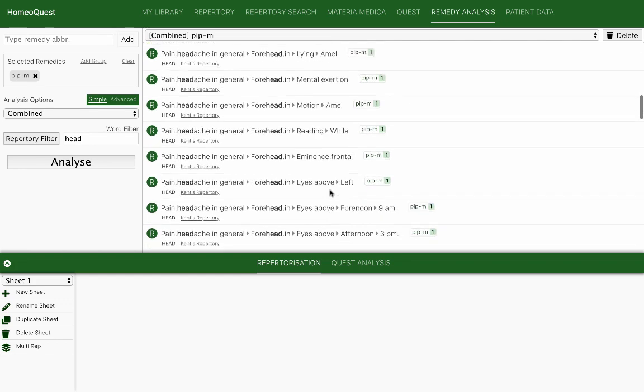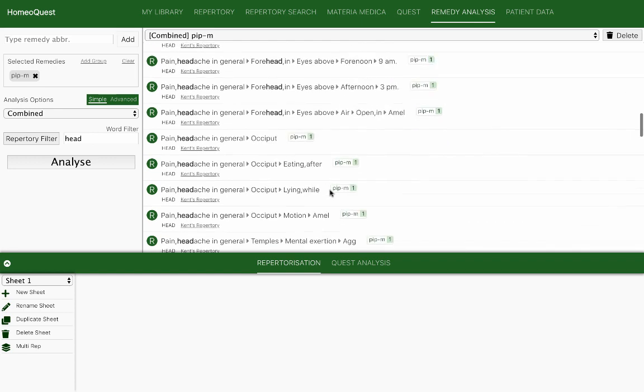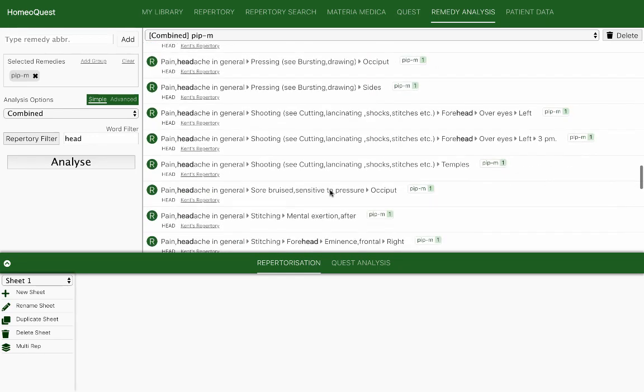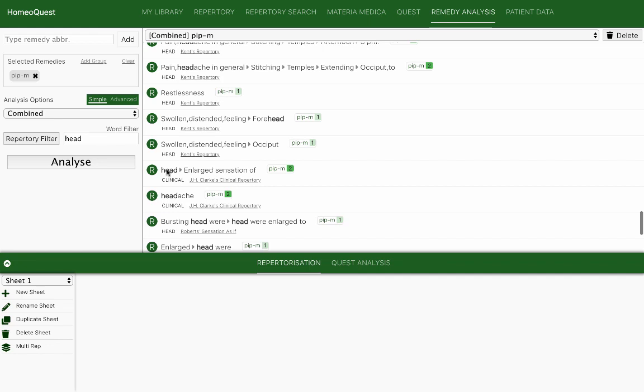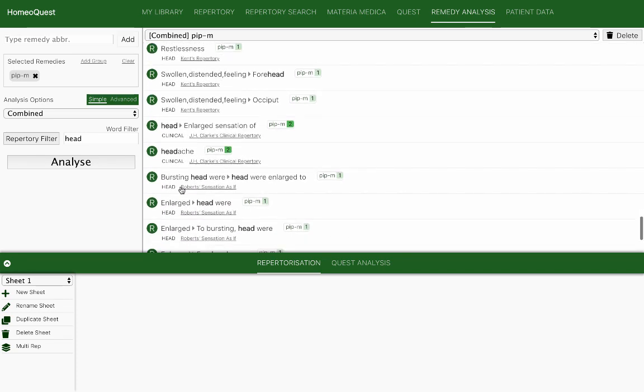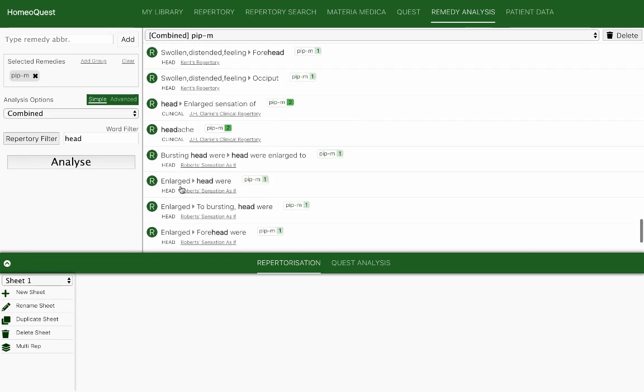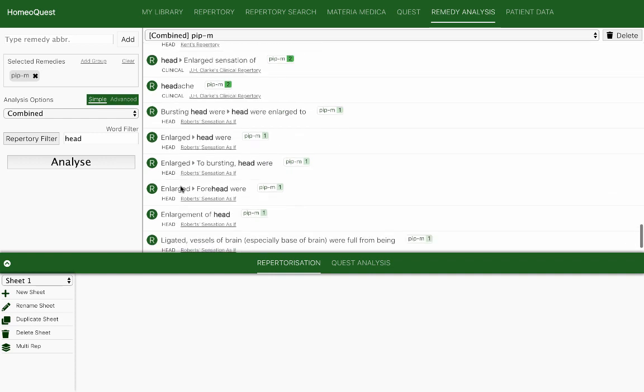So you can study those remedies and study those symptoms in such great detail by looking at these fine-tuning points from every repertory which you want to choose from. And that's the beauty. Look at that, Clark Clinical. This is not the Ken's repertory. You have head enlarged sensation of, so bursting, enlarged. This is a very strong, peculiar part of the headache in Piper mate, that you feel it is full and it's going to burst. That's so important.